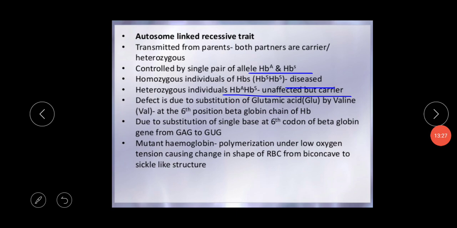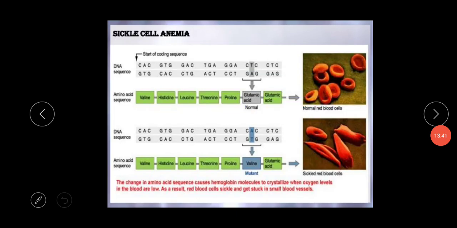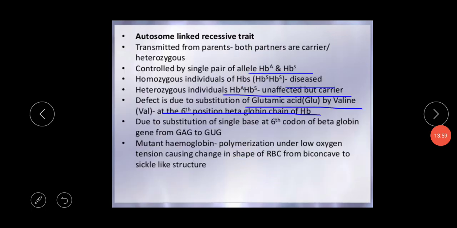The defect is due to the substitution of glutamic acid by valine at the 6th position of the beta globin chain of the hemoglobin. I am showing the picture. The first is glutamic acid, but the change is there: from CTC, that is CAG, to GTG. So this will be valine. This is the substitution actually.